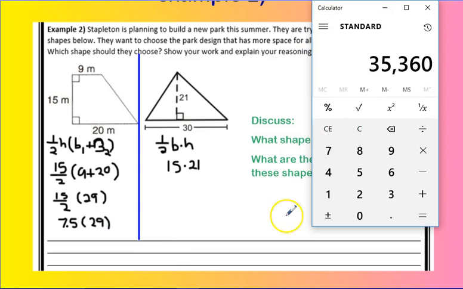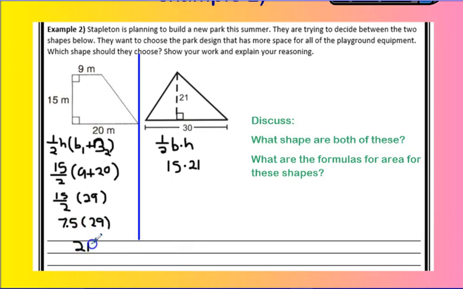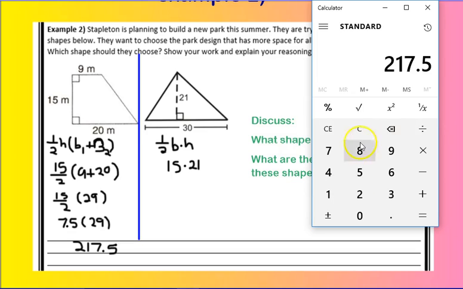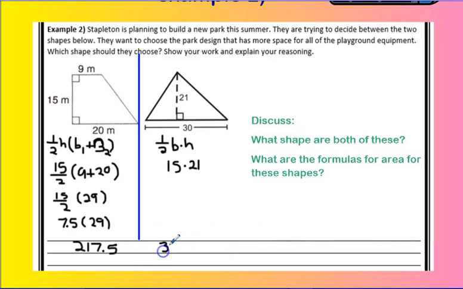So let's get our calculator up. 7.5 times, oops, the decimal didn't get in there, 7.5 times 29 means that the area over here is 217.5. Let's see what the area of our triangle shape is. Let's clear this out, and I have 15 times 21. This one is 315. So which shape should Stapleton use? They want the one that's larger, right? So we're going to circle this one.